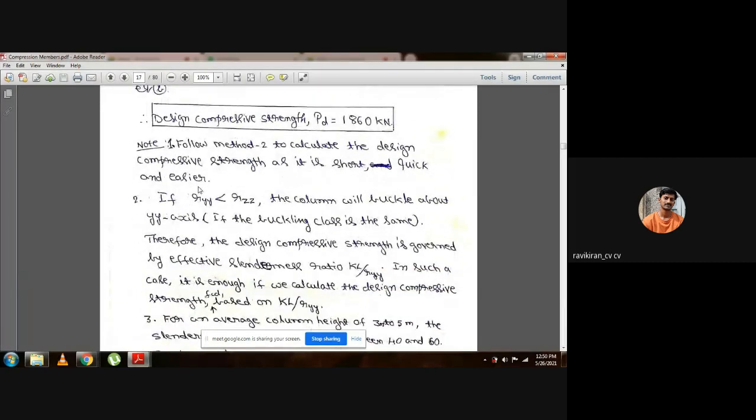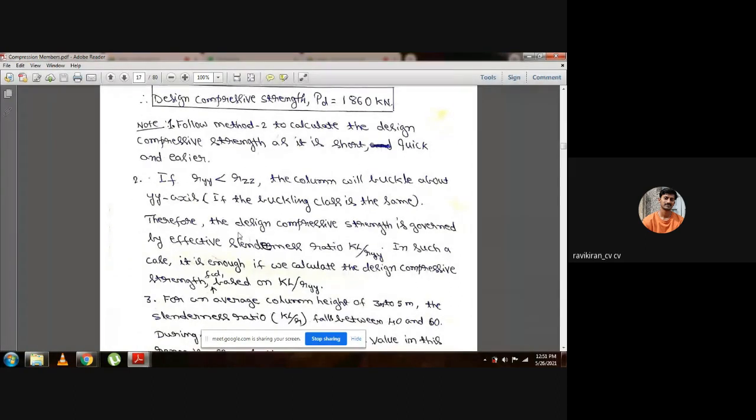Sir has mentioned some notes. It is very important. First method, if you really want to understand or if you have much time, then only you can go with method 1. And if not, go with method 2 to calculate the design compressive strength, as it is short, quick and easier. If RYY is less than RZZ, the column will buckle about the YY axis.